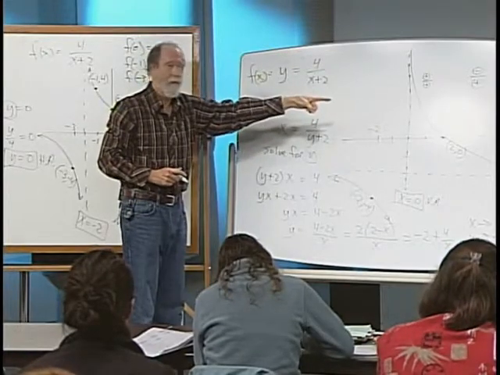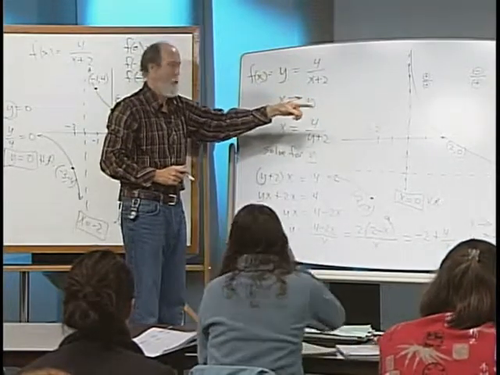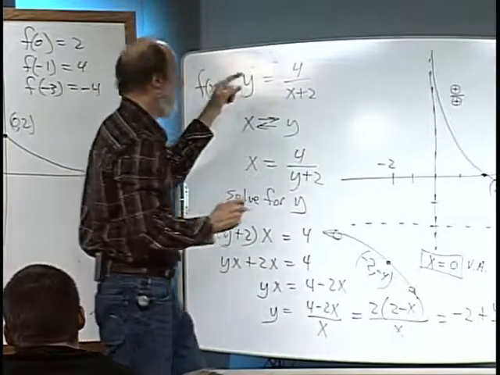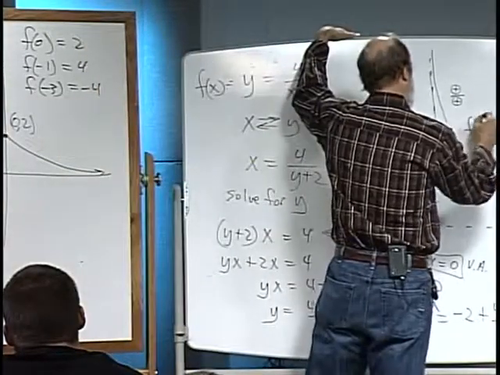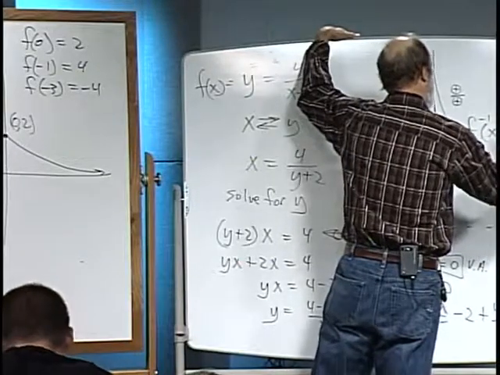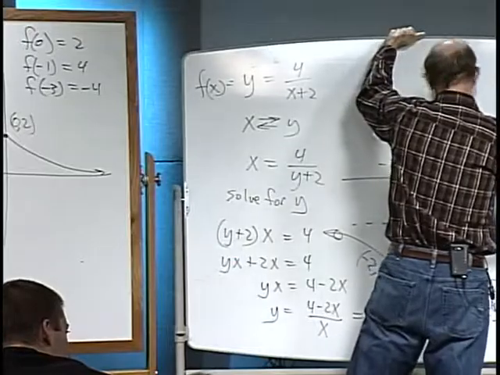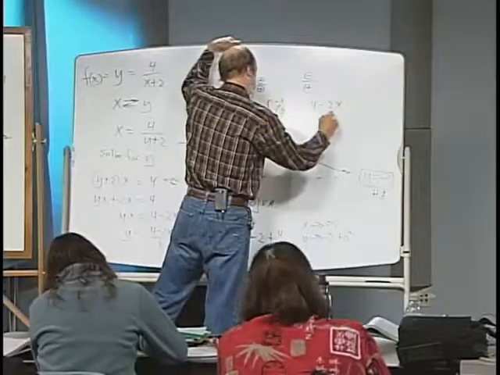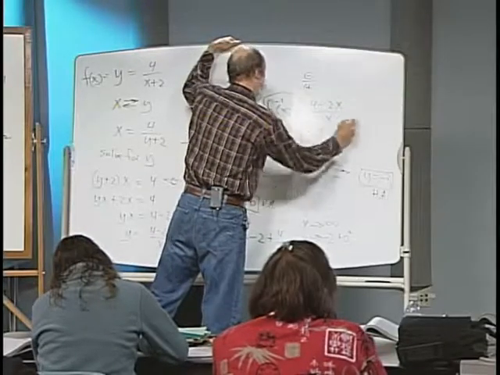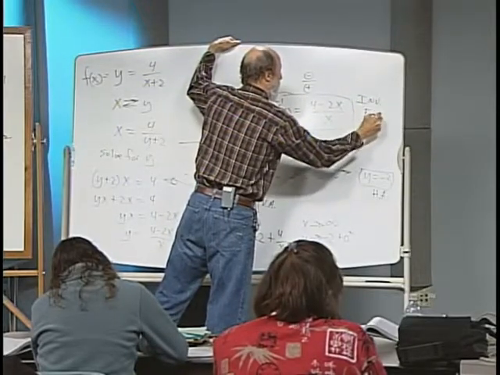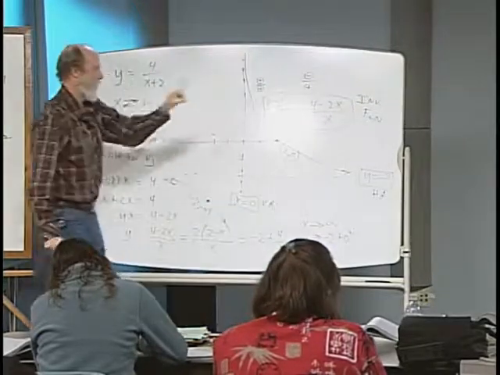That's not f of x. No. F with a little negative exponent or superscript here. Okay? So this is f inverse of x, which happens to be this thing right here, which is 4 minus 2x over x. So this is an inverse function. That's the inverse function.